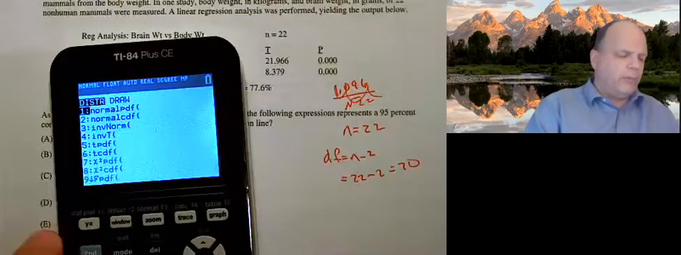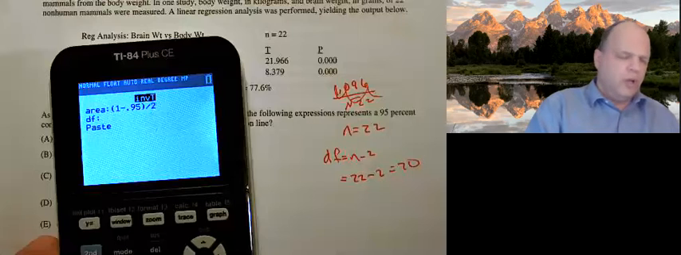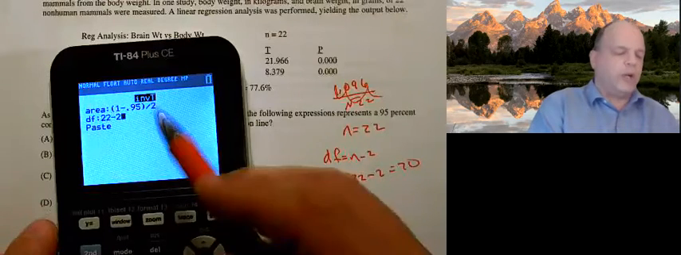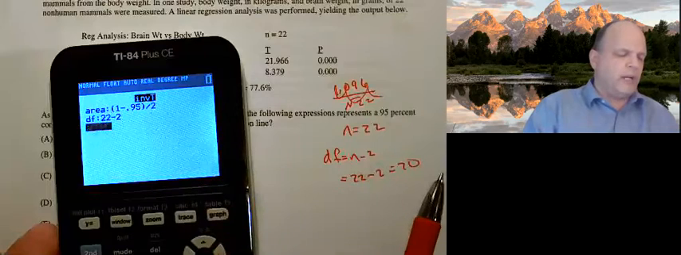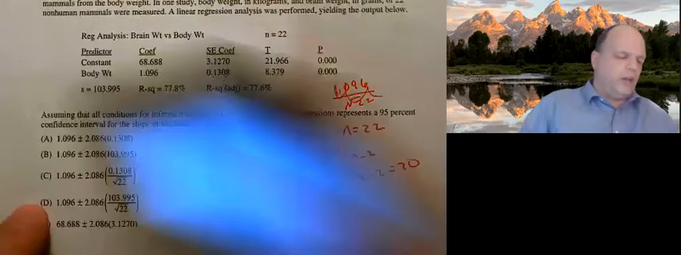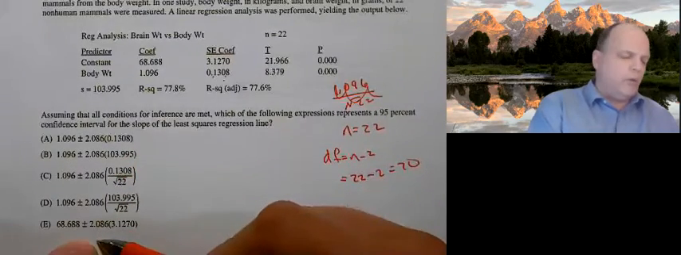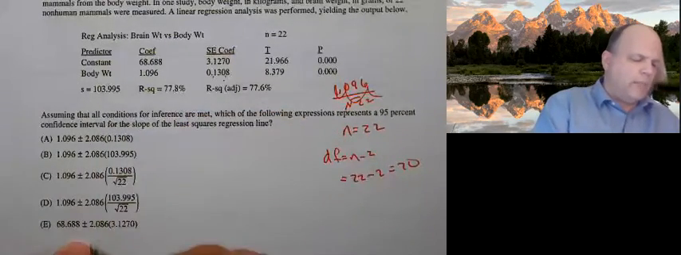So second vars, inverse t, parenthesis, 1 minus 0.95, close parenthesis, divided by 2. Degrees of freedom are 22 minus 2 because it's regression. That's the only time we're subtracting 2. And we end up getting 2.086. Well, that didn't help us out a whole lot because the answers already have it every single time, but I did want to remind you that that's where the t-star came from.